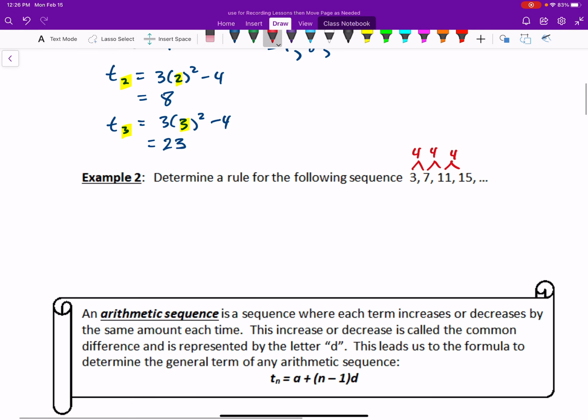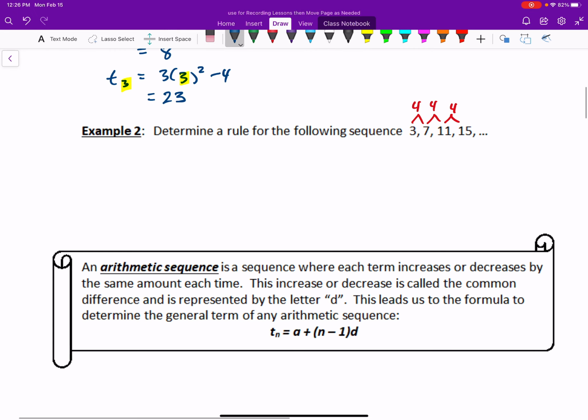So again, if I want to write this as a formula, rule, when we say rule, we're really thinking sort of like a formula, right? I mean, we could do it in words. I could say add 4 to each number. But if I want to make it more elegant math-wise, I could write it as t sub n equals something plus 4. We know there's a plus 4 involved, since it's always the same thing.